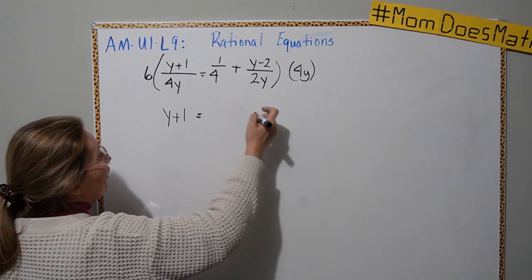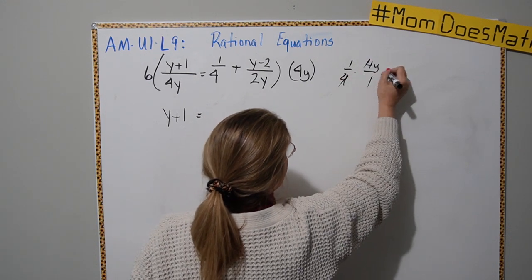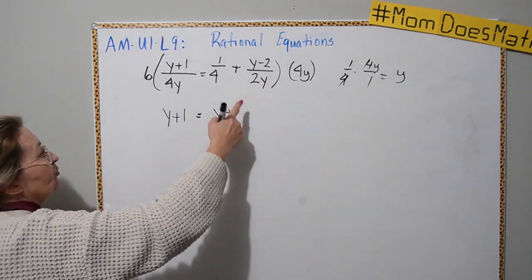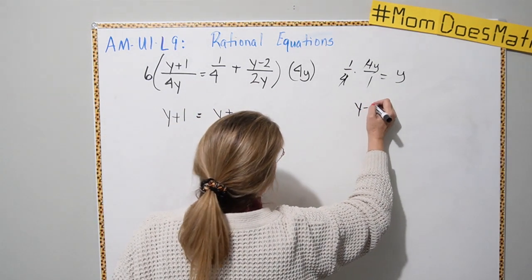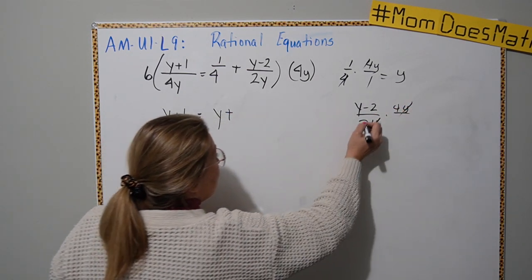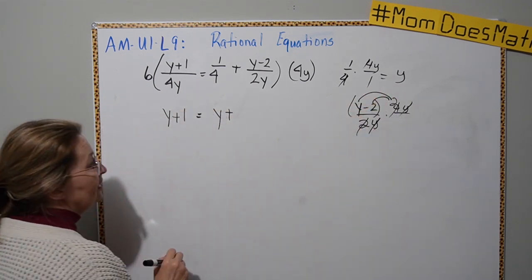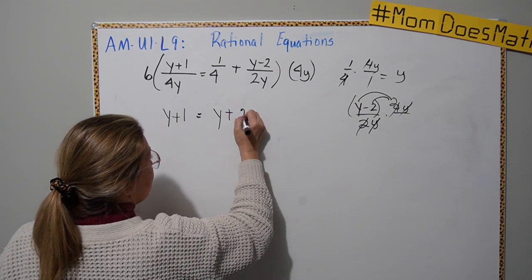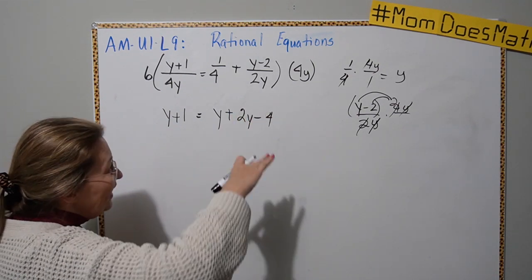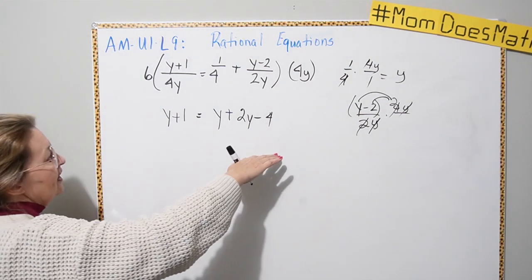All right, when I multiply 1/4 times 4y, the 4's cancel, so all I have is y over 1, which is just y. Now when I multiply 4y times (y minus 2) over 2y, well, the y's cancel. 2 will go into 4 2 times. And then I'm going to distribute that 2 into that binomial. So you've got 2 times y is 2y and minus 4. All right, now you see that was a little bit of a headache, but it got rid of all the fractions. And so you just have a simple linear equation now.